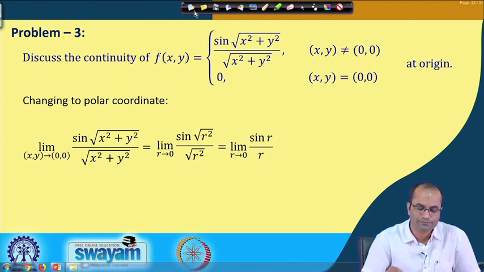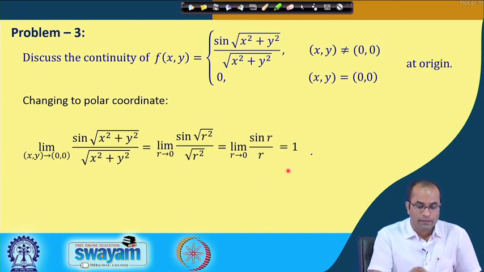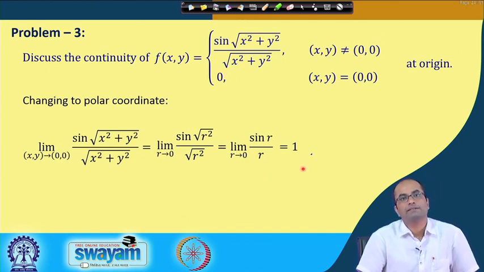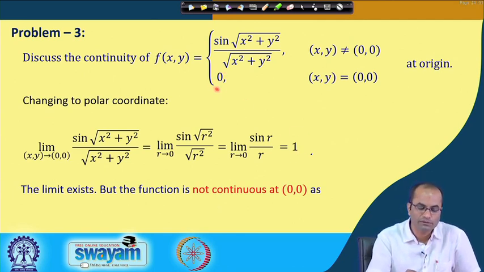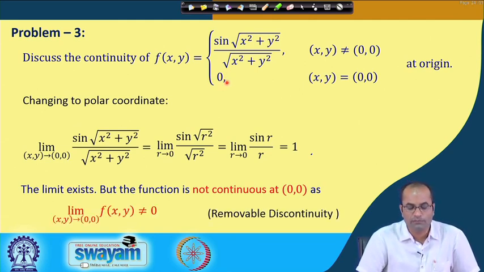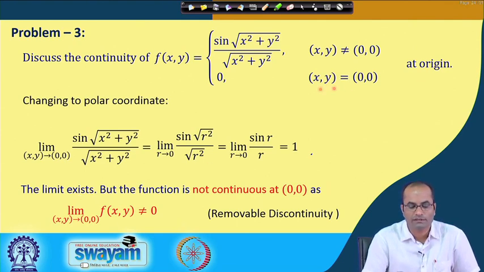So this limit here is 1, and the function value defined at the 0 point is given as 0. So the limit exists in this case, but the function is not continuous at 0 because this limiting value is not equal to the function value which is prescribed at 0. So this is the case of a removable discontinuity, where the limit exists and the function is defined, but the limiting value is not equal to the functional value at that point. So this is an example of a removable discontinuity.